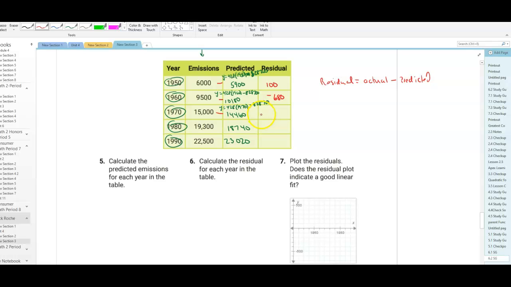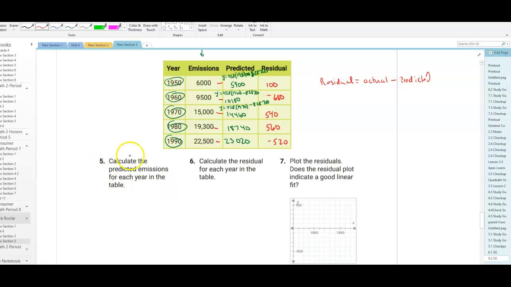15,000 minus 14,460 is 540. That's above the line. 19,300 minus 18,740 is 560. Then 22,500 minus 23,020 will give you negative 520. Okay? Now, those would be your residuals.